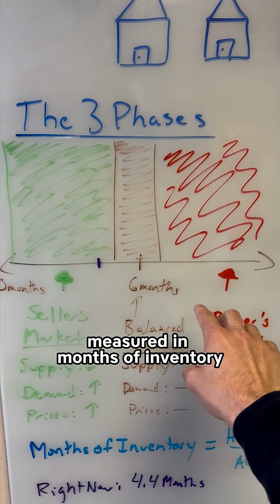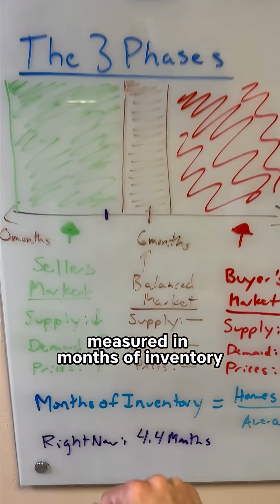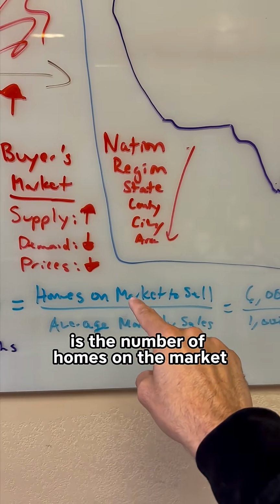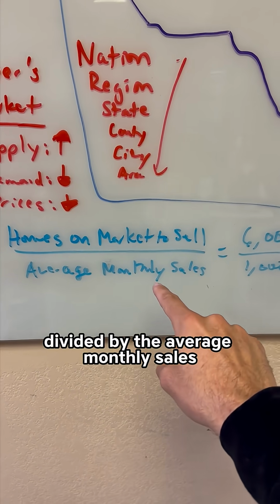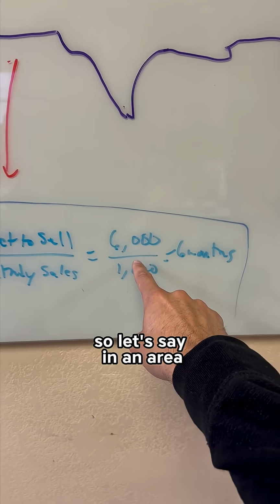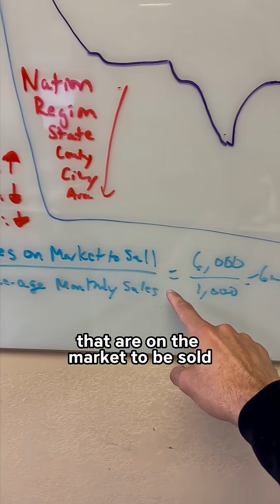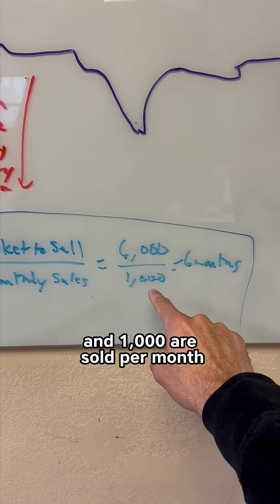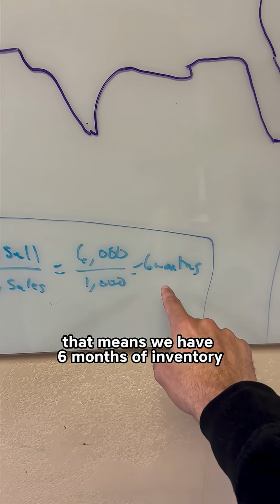Now, there's three phases in which the housing market can be in. This is a timeline measured in months of inventory. Months of inventory is the number of homes on the market to sell divided by the average monthly sales. So let's say in an area we have 6,000 homes that are on the market to be sold and 1,000 are sold per month. That means we have 6 months of inventory.